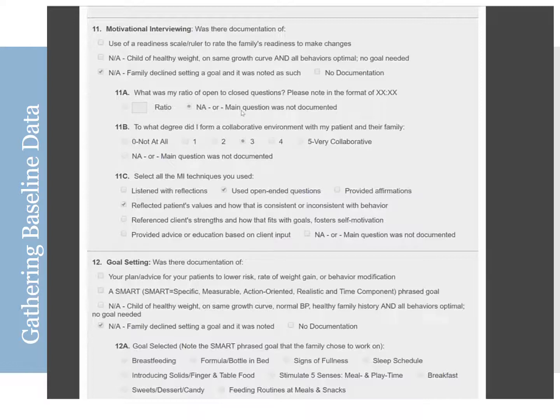Some of the additional elements that we're hoping to strengthen the counseling process are your use of open to closed questions, the degree that you formed a collaborative environment, and maybe some of the techniques that you used. In reflecting on your encounter with the family, you may note that you used open-ended questions and reflected on the patient's values, so you could select those. But you may not be able to think about the use of your open to closed questions for 11A, so you just select NA or the main question wasn't documented. And then to the degree that you formed a collaborative environment, you thought you did a pretty good job and were right in the middle, so you selected a 3.